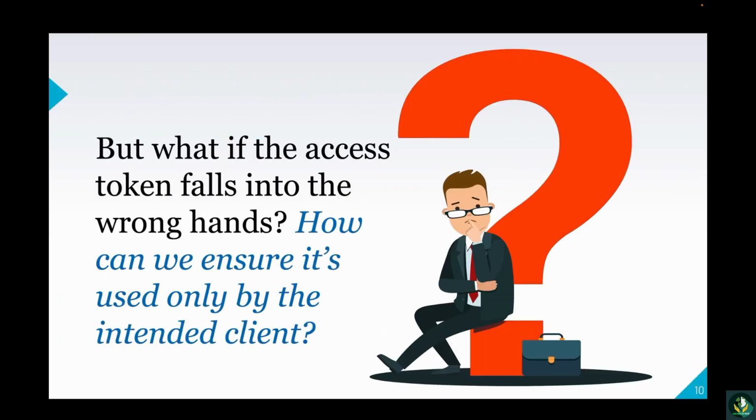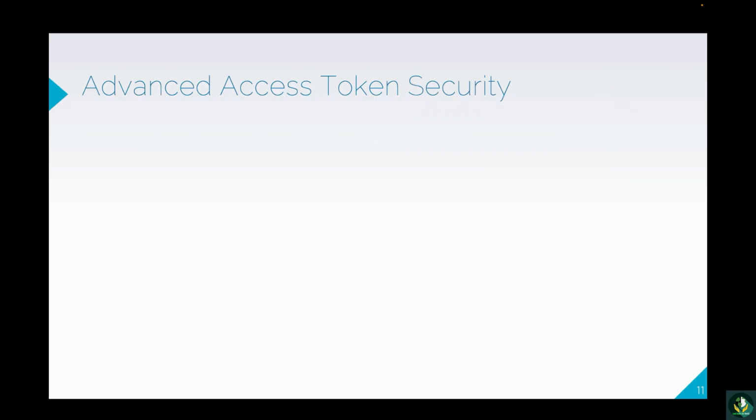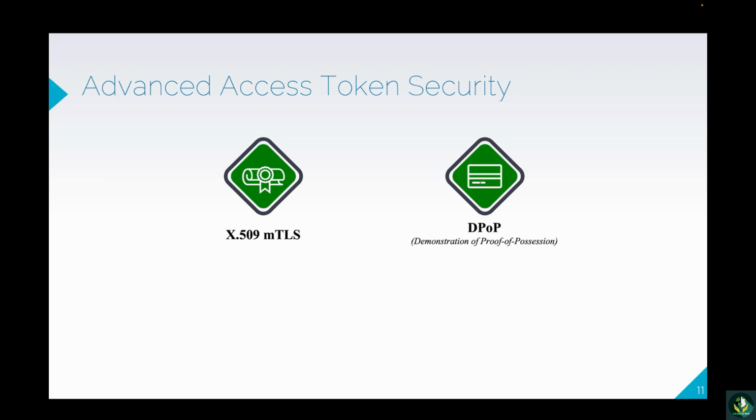And this brings us to the critical question: how can we ensure that the access token is used only by the intended client? This is exactly where advanced access token security mechanisms come into play. In OAuth, there are two mechanisms that address this issue: X509 mutual TLS, MTLS, and Demonstration of Proof of Possession, DPoP.